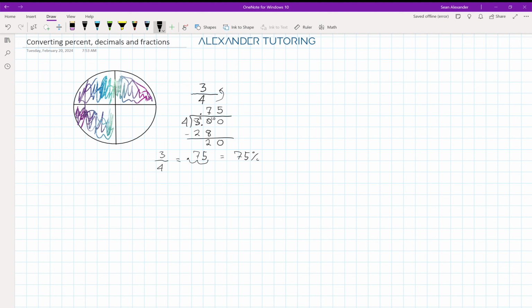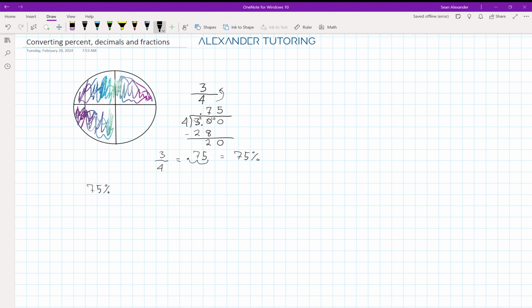Okay, so in this example, we started visual. We wrote it as a fraction. Then we used long division to write it as a decimal. And then going from decimal to percent is simple. You just move the decimal place over 2 spaces to get 75%. Now, let's do the process backwards. What if we started with 75%?